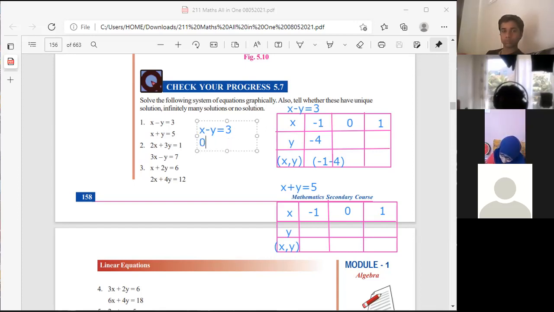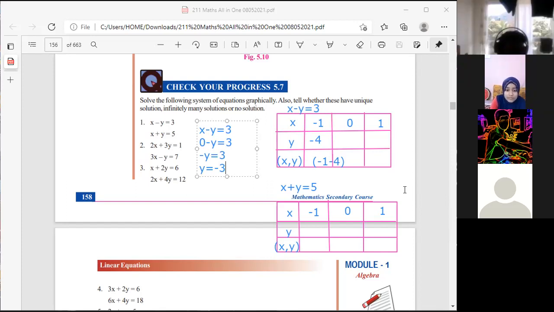For x, I will put 0. 0 minus y is equal to 3. So what do I get? Minus y is equal to 3. So that is going to be y is equal to minus 3. Am I right? Yes, teacher. So I write my answer here as minus 3. So the point that I get here is 0 and minus 3.